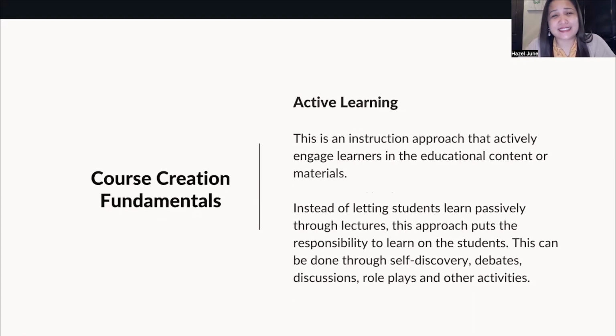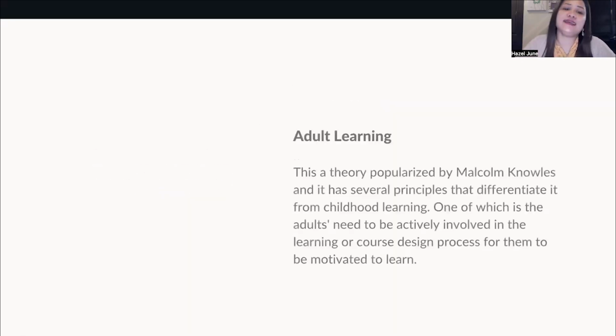The next one is active learning. Active learning is the opposite of passive learning. Passive learning is when students are just passively consuming content. They're in consumption mode. That's passive learning. Active learning, on the other hand, is where they interact and where they execute. So they're part of the learning process. They're doing something, and that's how they learn. And then lastly is adult learning.